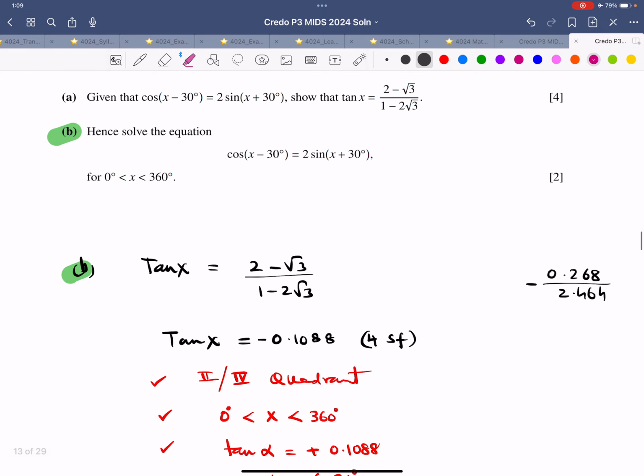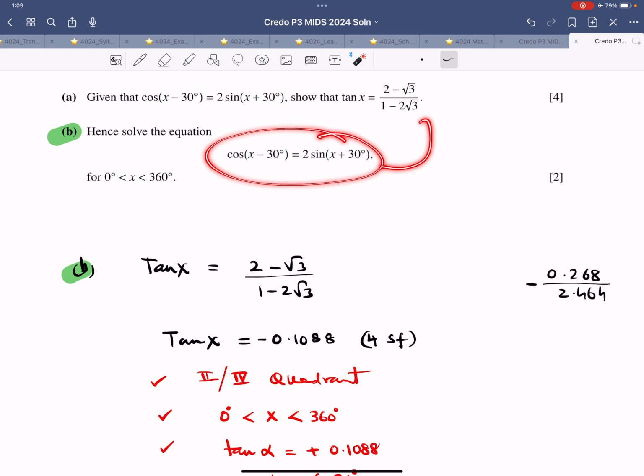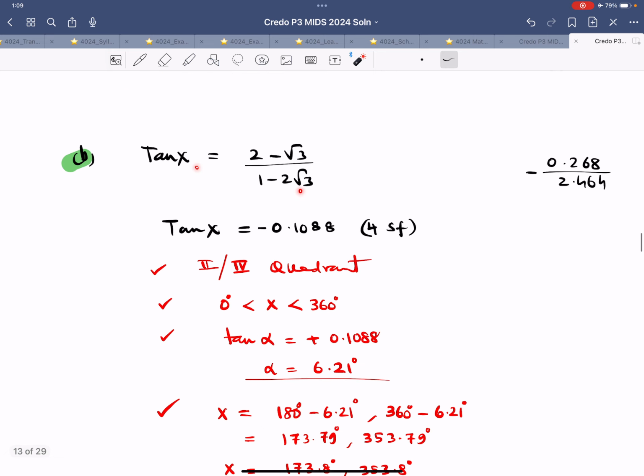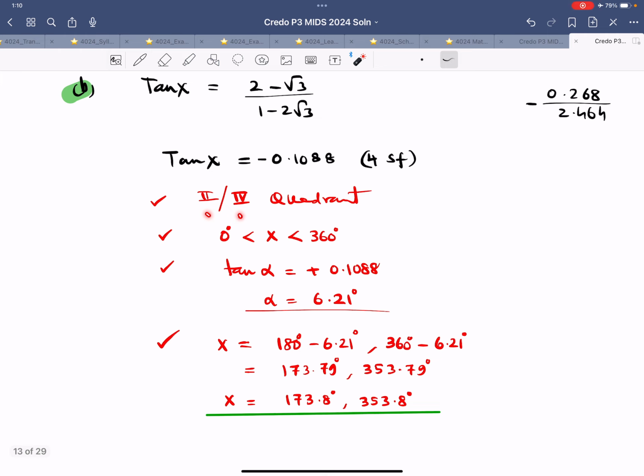The next part, hence solve this equation. You have already shown that this whole thing equals this. So solving this is basically solving this between 0 and 360. Tangent x is this thing. I have converted it into decimal. This is negative. I am working in 4 significant figures. Second and fourth quadrant, that's where tangent is negative. X lies between 0 and 360. No modification of range. Tangent alpha is this thing.